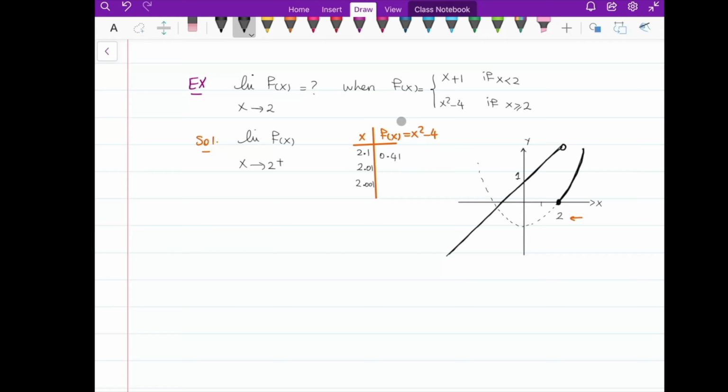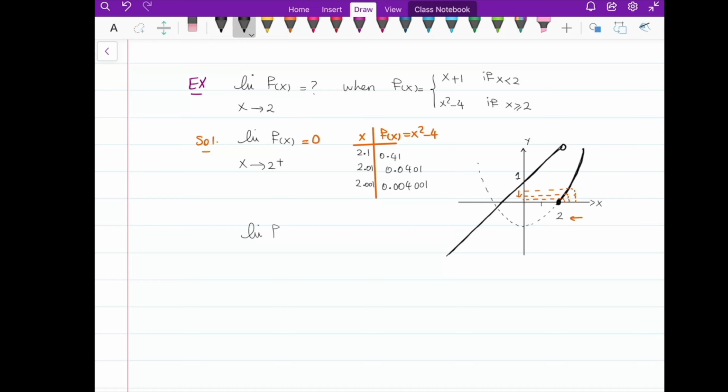Let's put the values. I'm going to put 2.01 into here. I'm going to use the calculator to find the values, and then I get 0.040401. You see, it's 0.4, and then 0.04. So as you see, based on the function, it's getting closer and closer to 0. There you go. So this limit is 0.